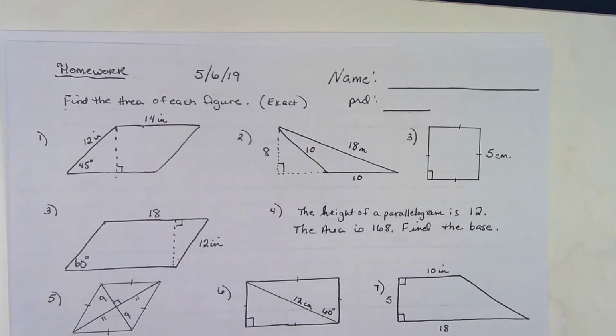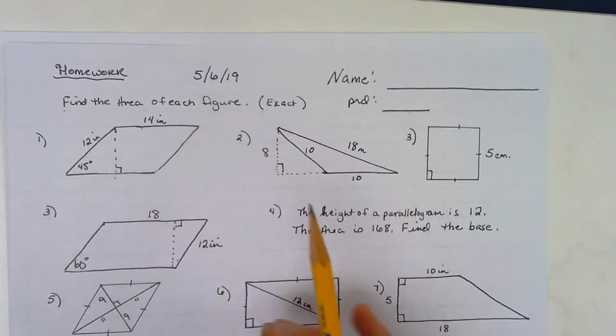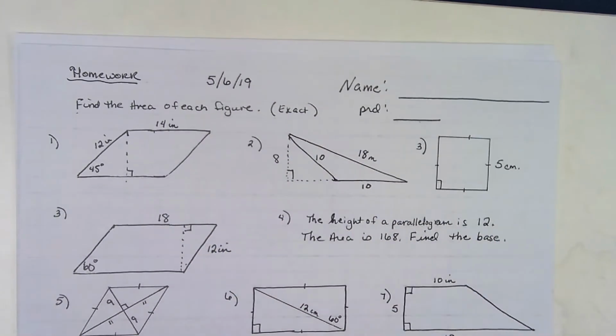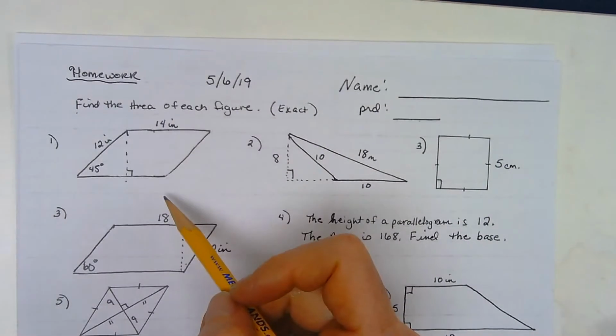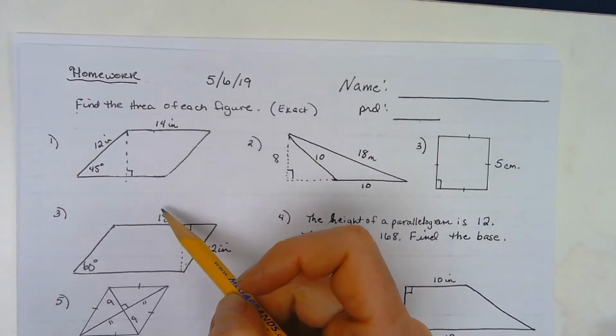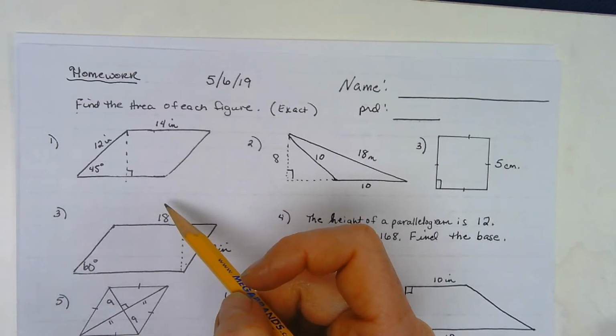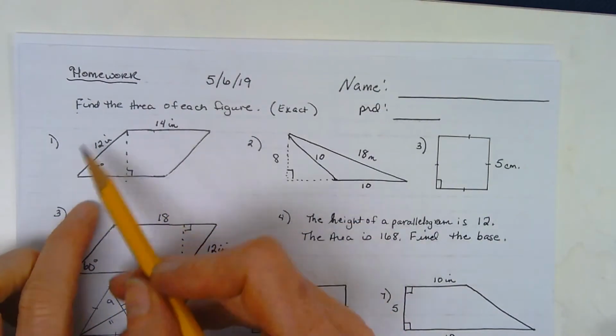Hi, this is the homework, students, from Monday, 5-6, composite figures. I'll go through the problems and maybe you'll have some help for tonight. Okay, this is a parallelogram.